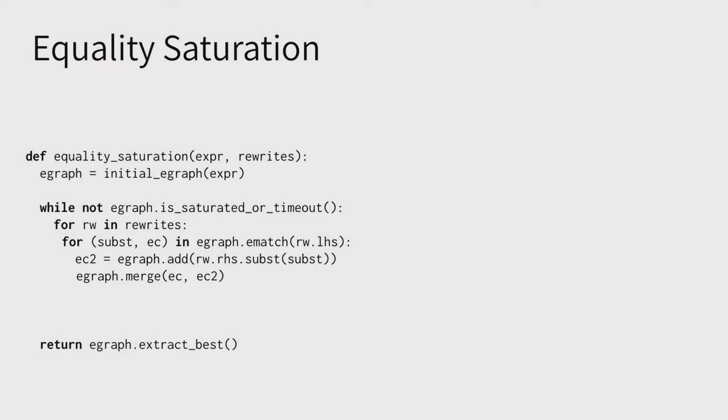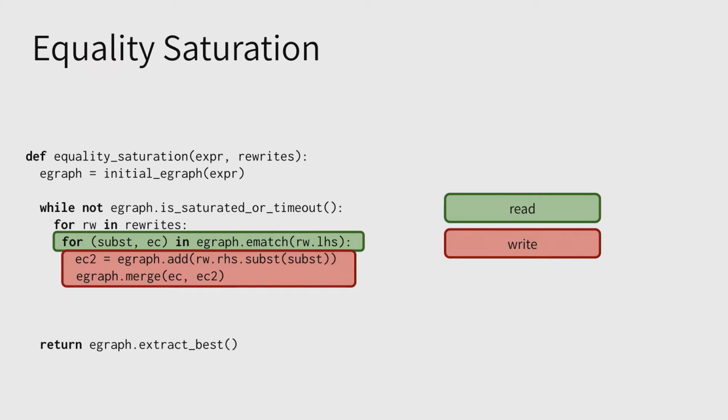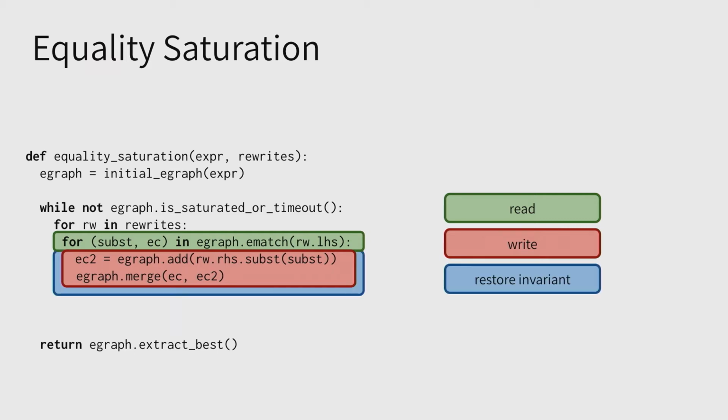So what I want to highlight in this loop is how things are phased, right? When I'm actually executing this, I'm going to do a bunch of reads. So I'm going to do a search for one rewrite. Then I'm going to do a write to instantiate it. And also I'm going to restore the invariants of the data structure after every time I make any change. So I'm going to keep those invariants up to date. Every rewrite is only going to see a well-formed e-graph all the time.